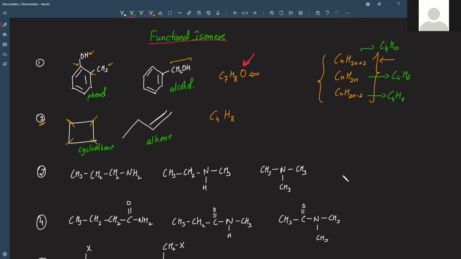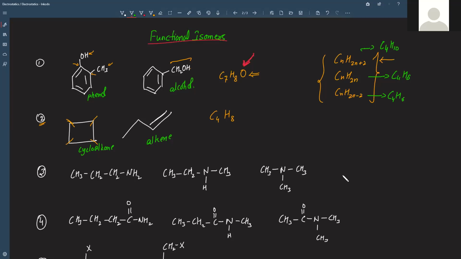So these are the two groups here, cycloalkane and alkene. As you can see, if the number of carbons is the same, the number of hydrogens will also be the same, and that's why their molecular formula will also be the same. They have the same molecular formula but different structures, so they are structural isomers. They actually create two different families of compounds, so that's why they are functional isomers.